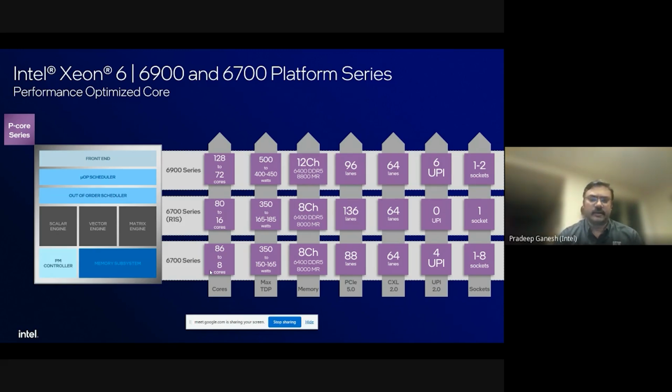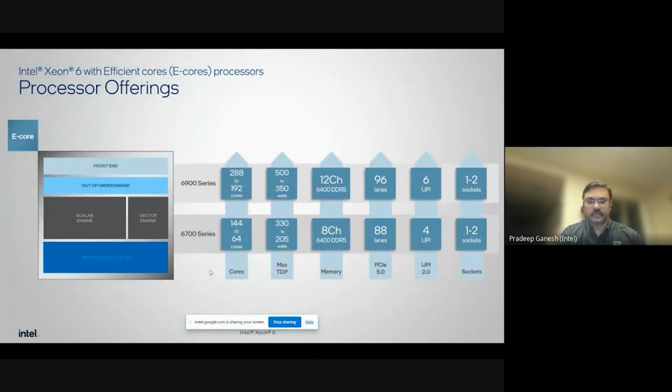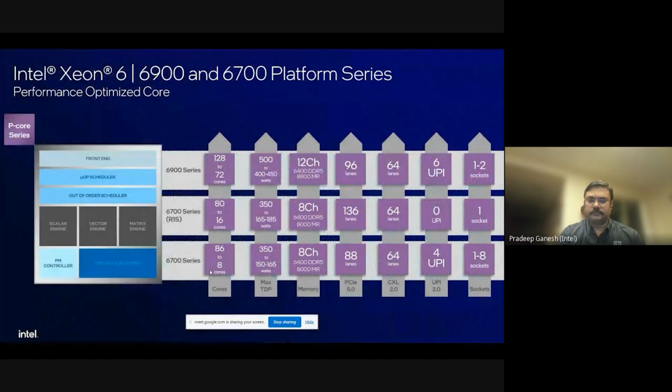One thing I would like to call out here is that Intel, from a network and edge roadmap, supports the 6700 series. Similarly, in the E-core version, we also support the 6700 series. The 6900 series is more optimized towards cloud service providers.